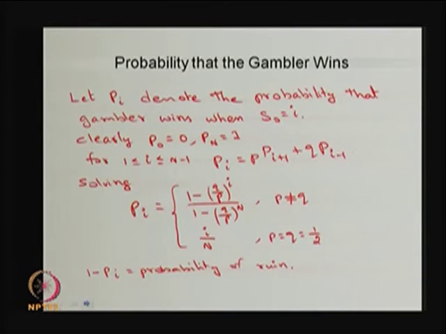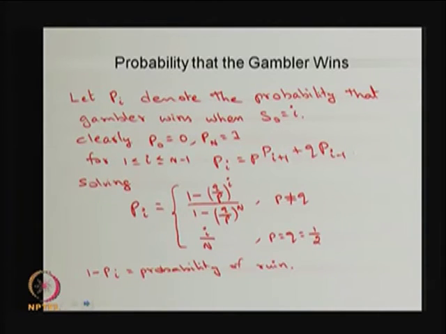For that, I am first making a notation: P suffix i denotes the probability that the gambler wins when S naught is equal to i. That is, initially he has i amount, which is S naught. So, what is the probability that the gambler wins?